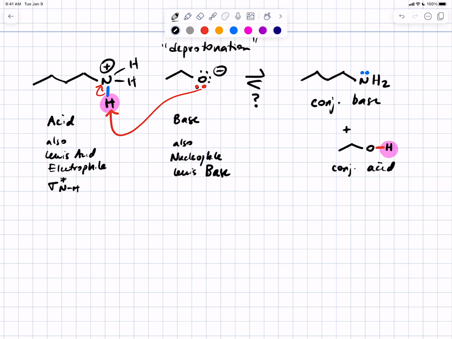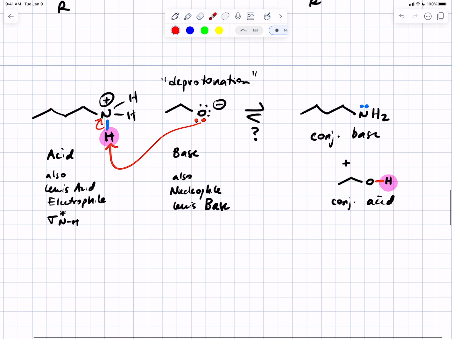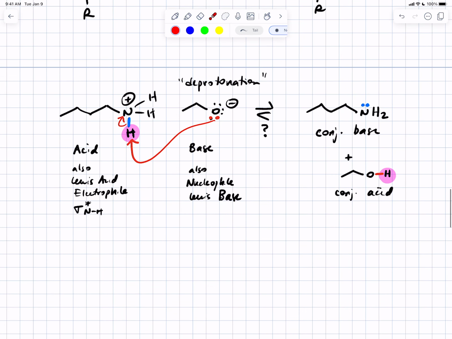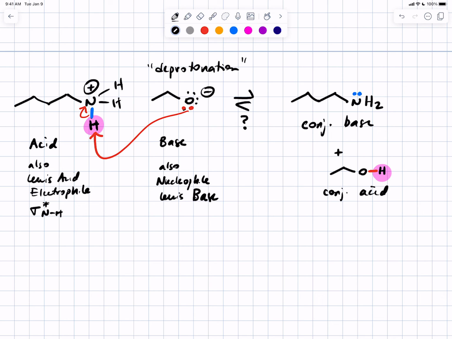But in any case, the question as to which side is preferred at equilibrium is the same question as asking, is this base strong enough to deprotonate this acid? And that's exactly the same question as asking which acid is stronger. So to make that determination, we simply look up the pKa's in our pKa table. I happen to have memorized that the pKa for the alcohol, our conjugate acid, is 16.